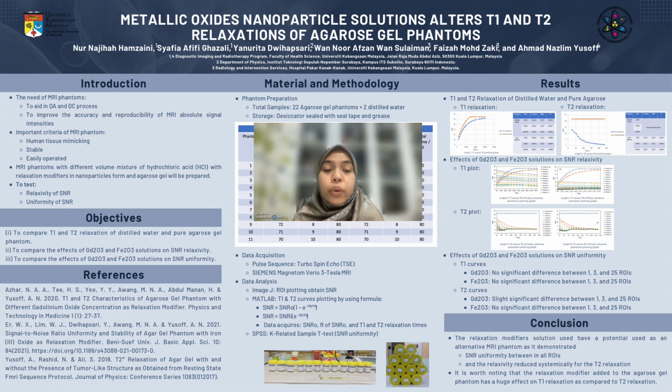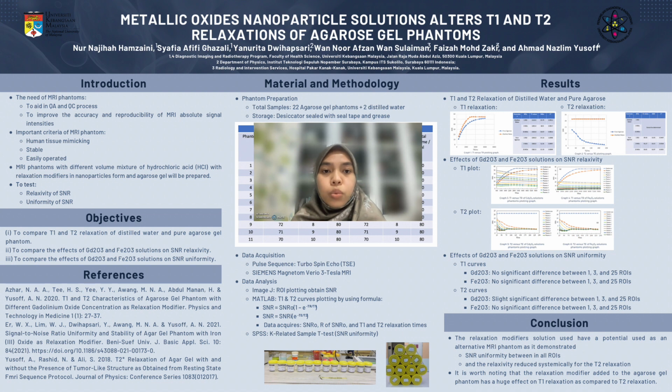First, we record the T1 and T2 relaxation of distilled water and pure agarose. For distilled water, the T1 relaxation shows an exponentially increasing trend for all ROIs, while the T2 relaxation cannot be determined due to the constant value of SNR for all TE values. For pure agarose, the T1 relaxation shows an exponentially increasing trend, while T2 relaxation shows an exponentially decreasing trend for all ROIs. Next, we observe the effects of gadolinium oxide and iron oxide solutions on SNR relaxivity.